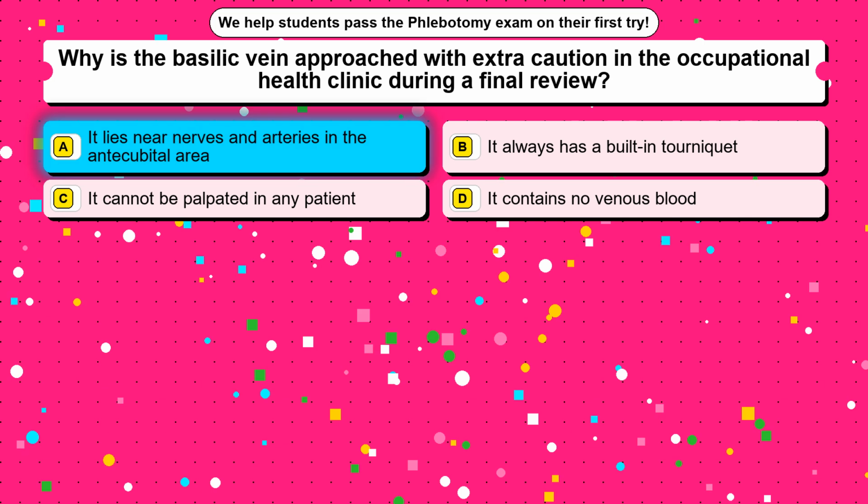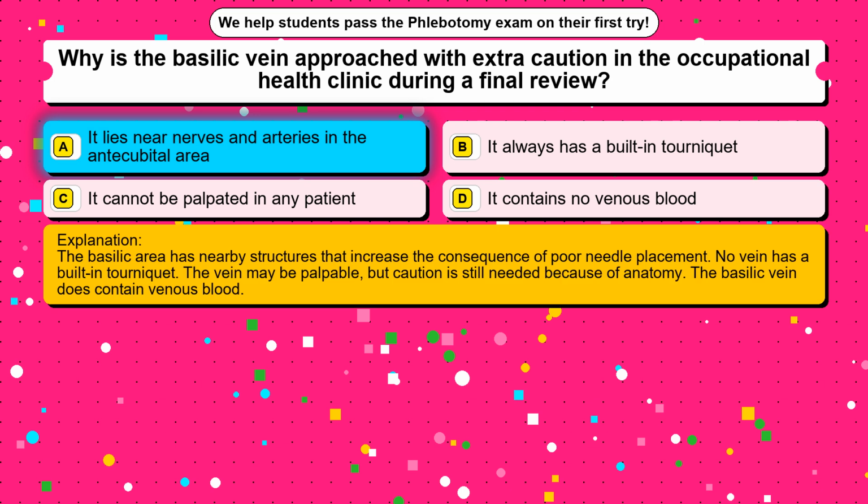It lies near nerves and arteries in the antecubital area. The basilic area has nearby structures that increase the consequence of poor needle placement. No vein has a built-in tourniquet. The vein may be palpable, but caution is still needed because of anatomy. The basilic vein does contain venous blood.